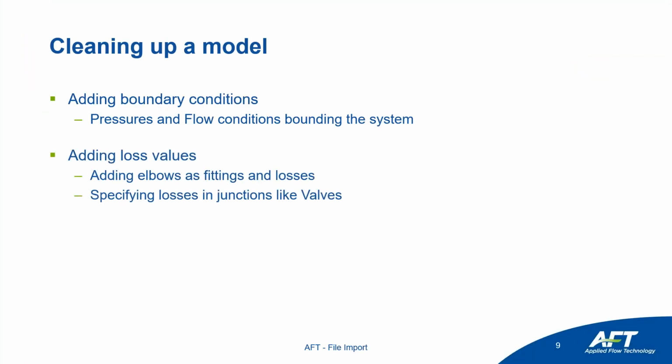We also want to add loss values. Again, in the hydraulic world, we want to consider every possible loss from friction from pipes, from elbows, from valves, from anything. So we want to account for that in our system. We saw how with the Caesar2 import, if we import our bends as pipes, we want to add those elbows as fitting and losses into the pipe itself. You also want to specify the losses in junctions like valves.